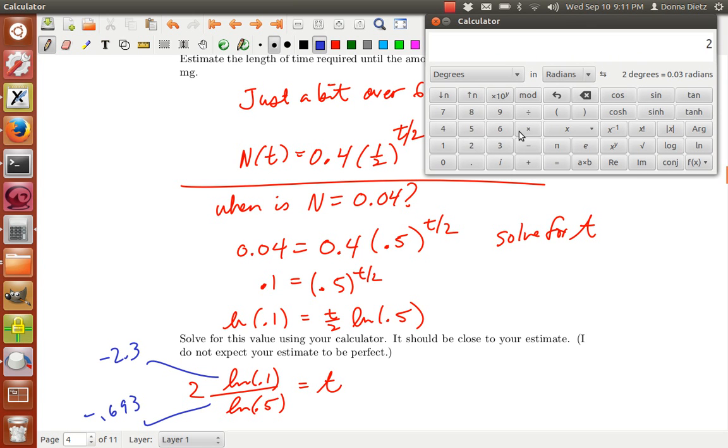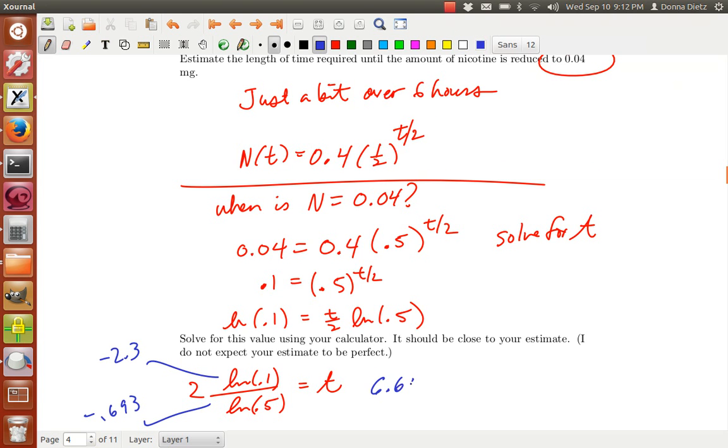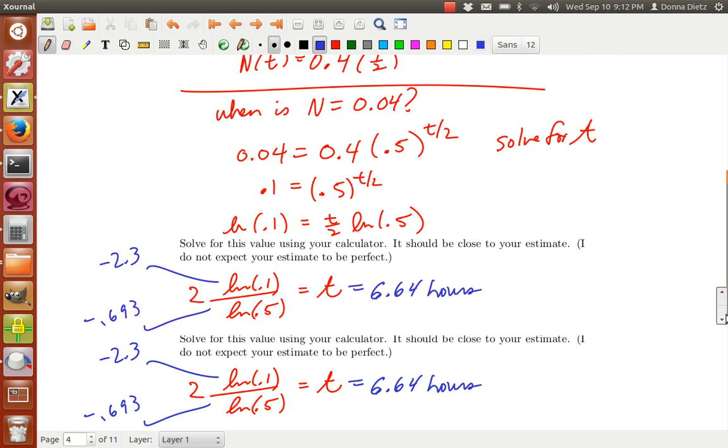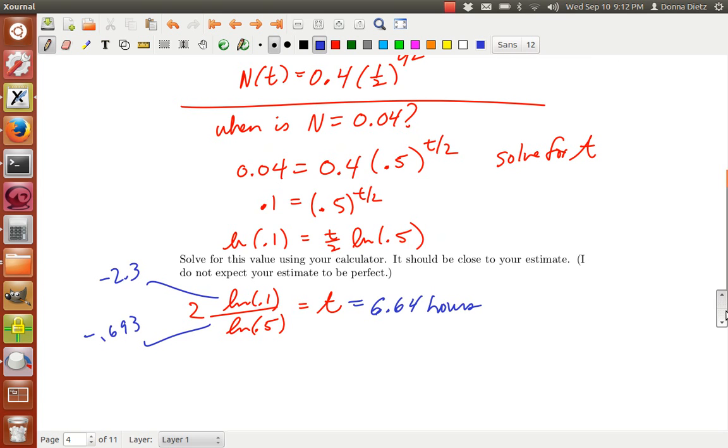So I'm going to go 2 times natural log of 0.1 divided by natural log of 0.5, and that should give me 6.64. Okay? And then that is just a bit over 6 hours. That's close enough. Oh, right, I guess I should have units. Okay, and then that's perfectly fine for this question.